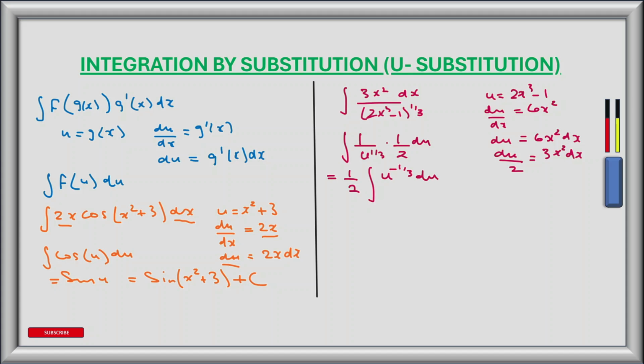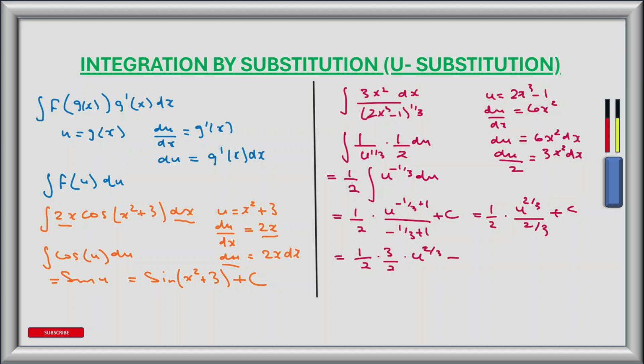So if we now integrate this, we have a half times, and using the power rule, u to the power of minus 1/3 plus 1 divided by minus 1/3 plus 1 plus a constant. This is equal to a half times u to the power of 2/3 divided by, minus a third plus 1 is 2/3, plus a constant. So this is a half multiplied by 3 over 2 multiplied by u to the power of 2/3 plus a constant. This is 3/4 u to the power of 2/3 plus a constant.